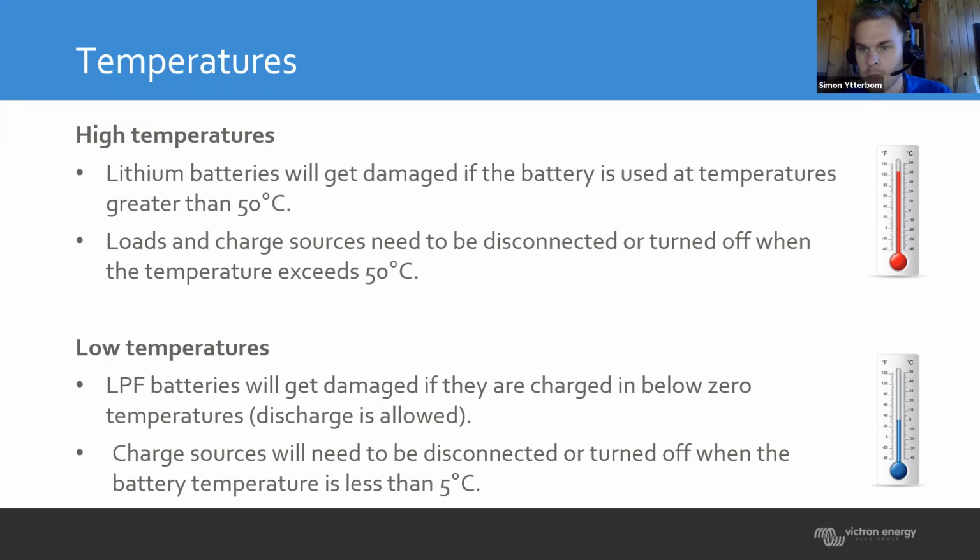So if you're using lithium in cold weather, make sure that you have some sort of protection from charging at cold temperatures, as well as some sort of heating element for the battery. There are several ways to do this: a blanket, a heating pad, you name it. You can still discharge a lithium battery when it's cold.